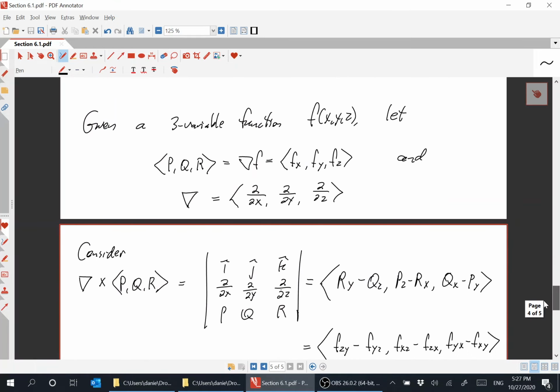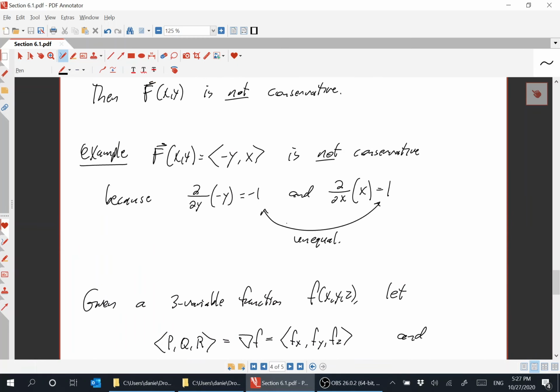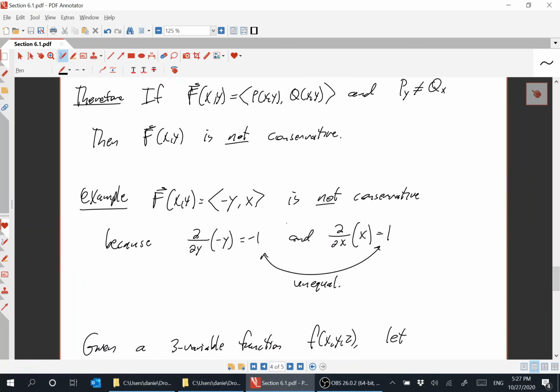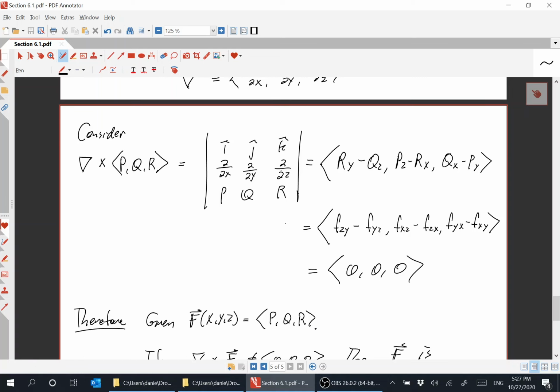Okay, so it's a little more complicated in the three-dimensional case. It uses a cross product, but it still makes a lot of intuitive sense there.